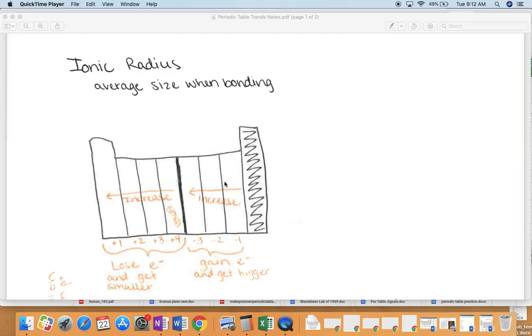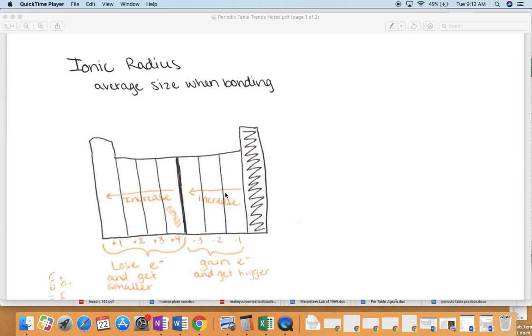Then when we look at the other side of the periodic table, our noble gases are going to stay consistent, so you're not going to be documenting anything for those. But the column right next to the noble gases, because they only need to gain 1 electron, and they're going to have a negative 1 charge, they're going to be smaller than the ones in the column next to them that are going to gain 2 electrons. They're gaining more stuff, so they're going to be bigger.